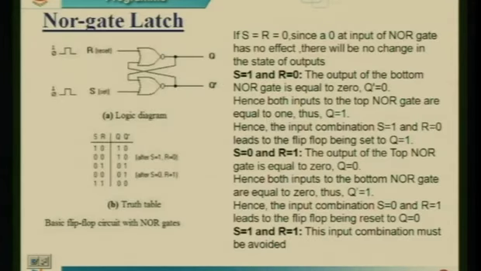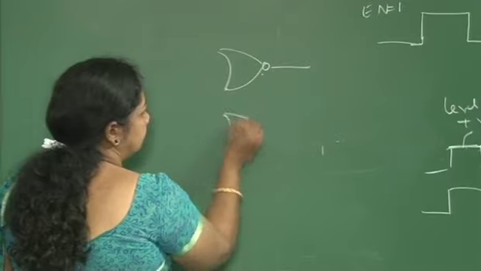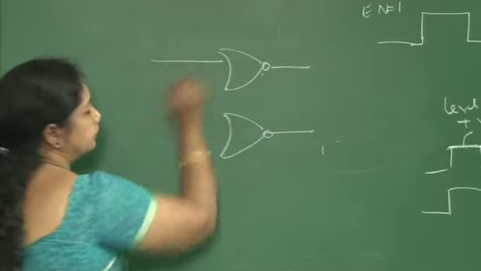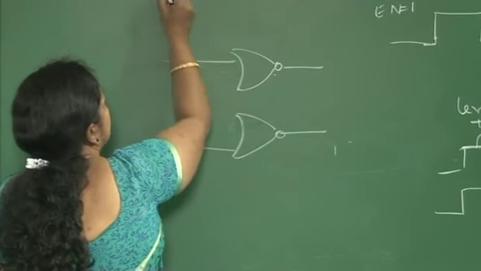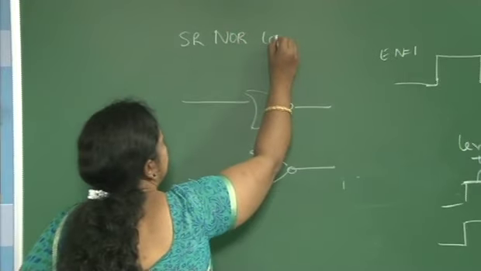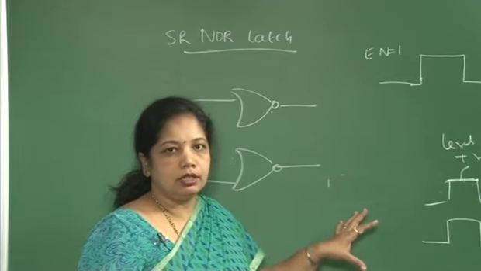So, let us now discuss the NOR gate latch. How to build a simple latch using NOR gates. I am going to take two NOR gates here. So, we have two inputs. This is the SR NOR latch. Let us discuss how this latch works.